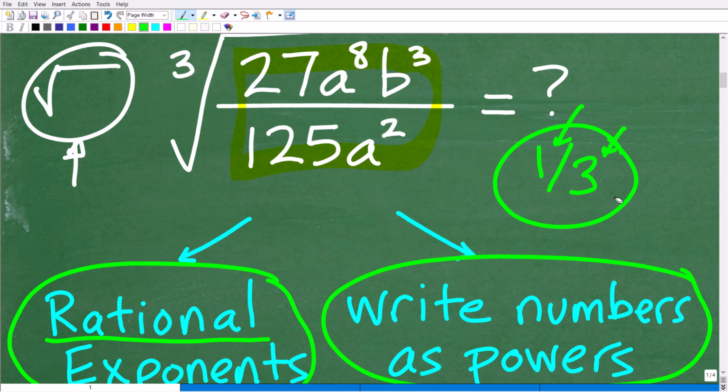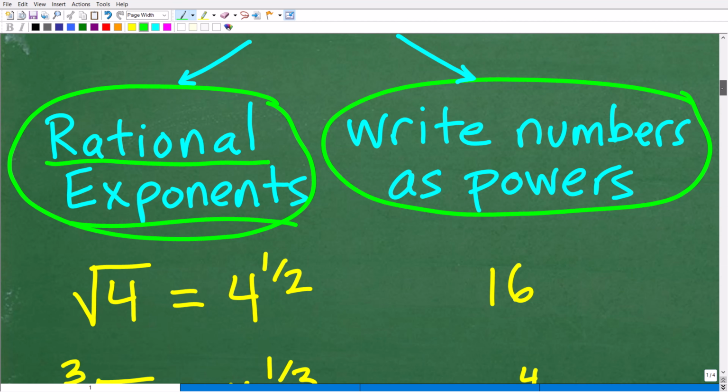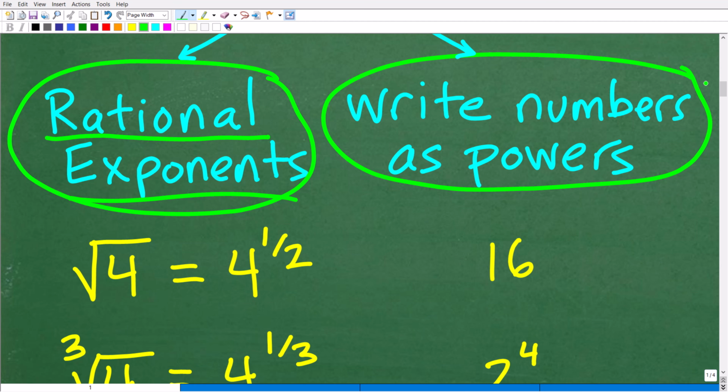Now, I don't want to get overly technical, so I'm simplifying this, just giving you some easy ways to think about this. But rational, just think of fractions, okay? So rational exponents are what?